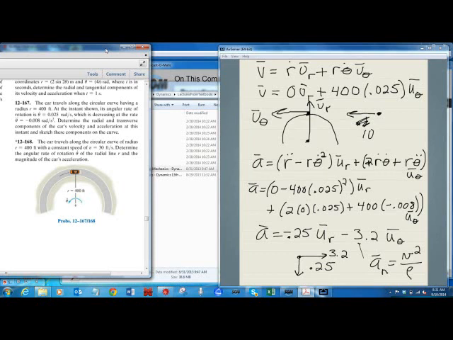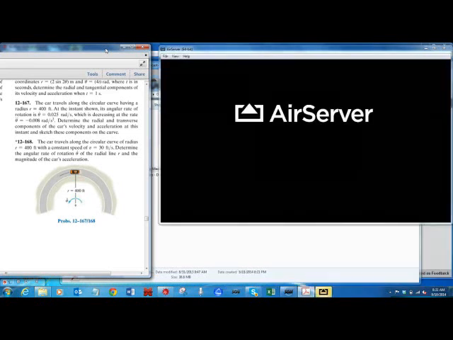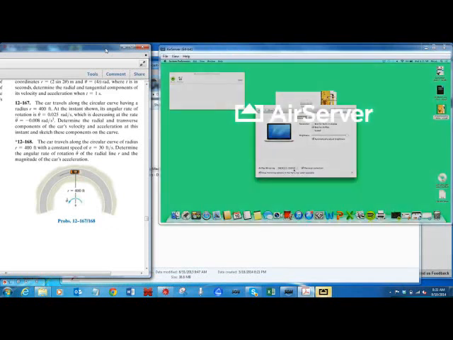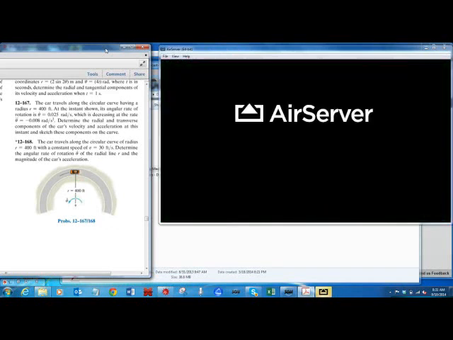What about the radius? Have you ever had a negative radius? Nope. Always a positive radius. Is the normal acceleration ever negative? No. Is the radial acceleration negative? Oh, come on.